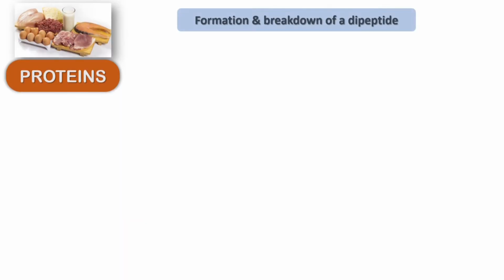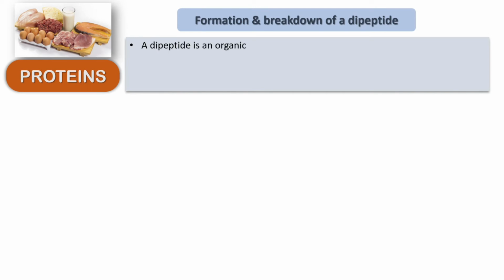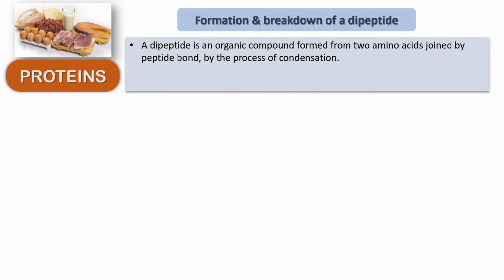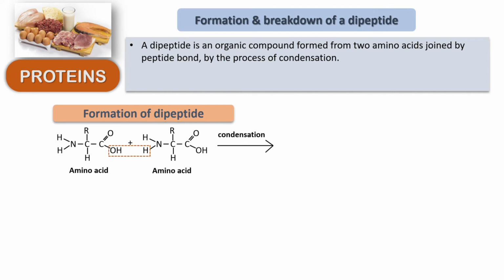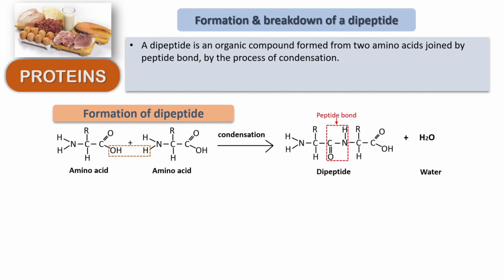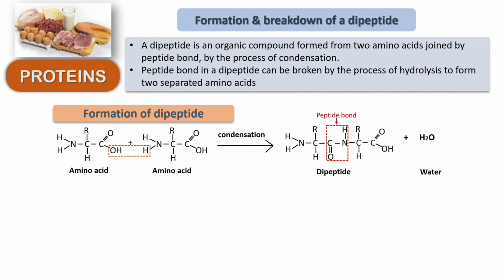In your syllabus, you need to focus on formation and breakdown of a dipeptide. A dipeptide is an organic compound formed from 2 amino acids joined by a peptide bond, by the process of condensation. The peptide bond in a dipeptide can be broken by the process of hydrolysis to form two separated amino acids.